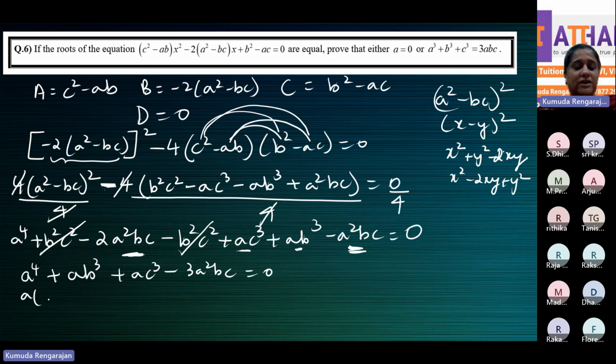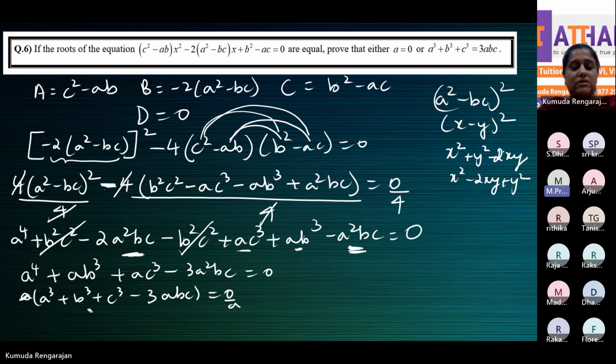See like this, a into a cubed plus b cubed plus c cubed minus 3, minus 3 what, children? ABC. ABC is equal to 0. Then in the next step, the 0 will come here, no? 0 by a, so it will become 0, right? Yes, ma'am. I'll take out this also. See, there is a here. We took out a common, and we get a cube plus b cube plus c cube minus 3abc is equal to 0.